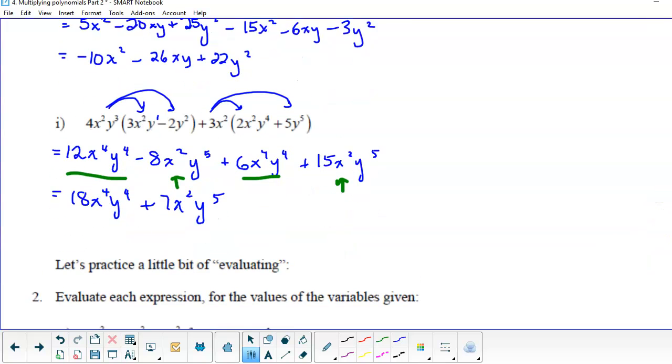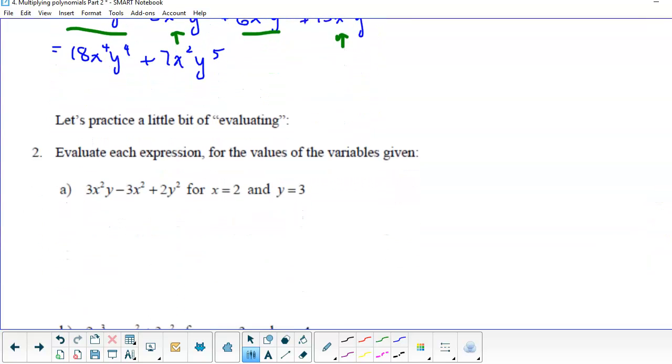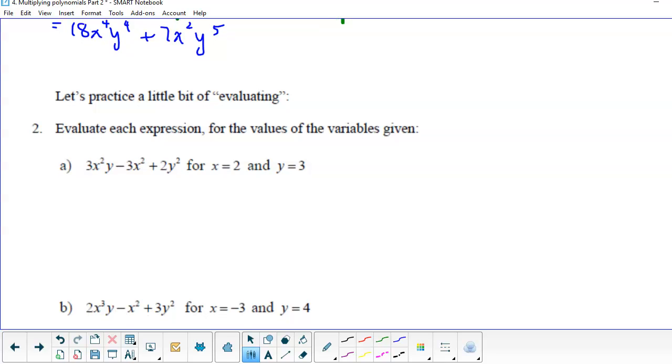Okay. And then the next part, practice evaluating. So really when we substitute these values in, then it's really an order of operations question. Okay, so best to use brackets. So basically where all the variables are, I'm going to put brackets right now, and then I'm going to fill them in with the values. Remember, that's why they're called variables, because the values can change.